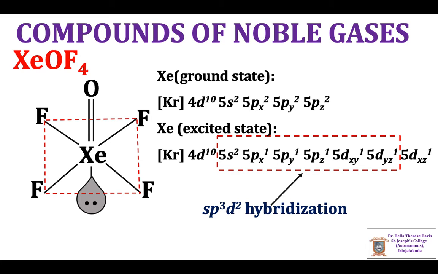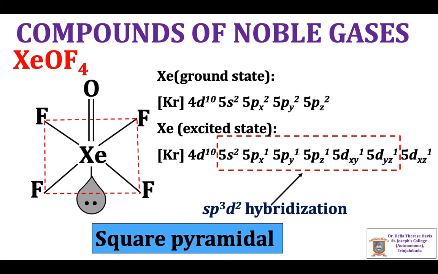There are 4 xenon fluorine sigma bonds and 1 xenon oxygen sigma bond. The unhybridized d orbital, which is half-filled, overlaps with the 2p orbital of oxygen to form the pi bond. The structure of the molecule is square pyramidal.